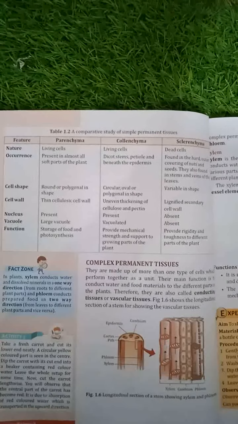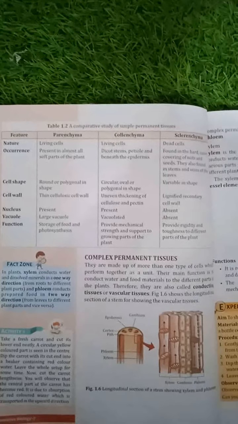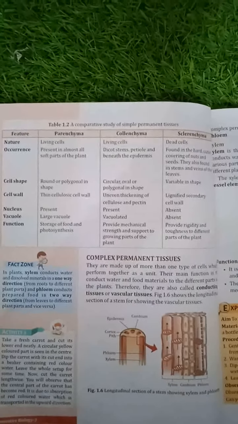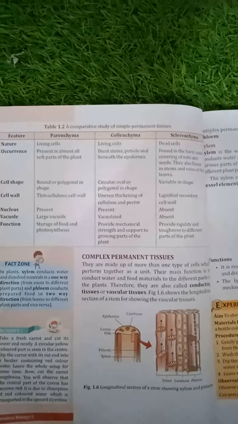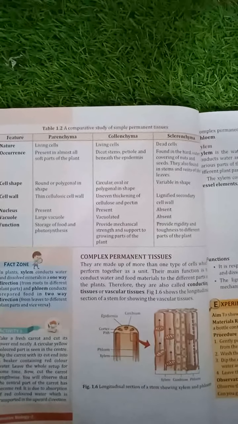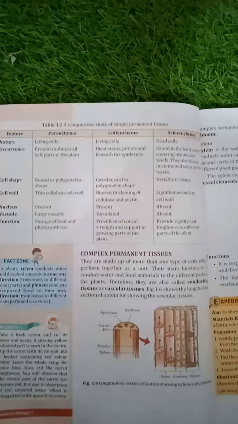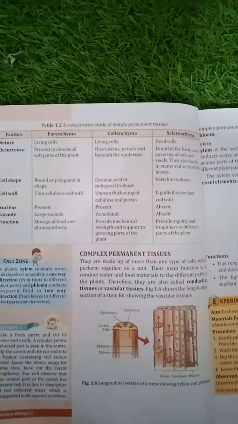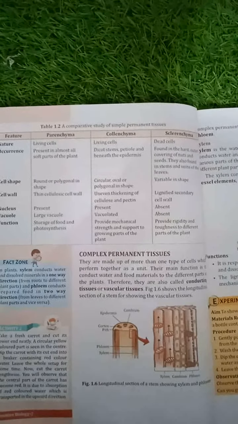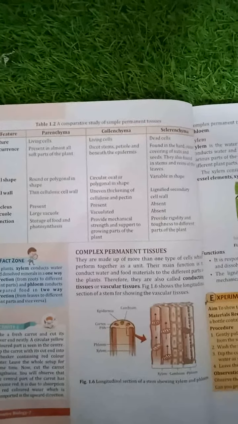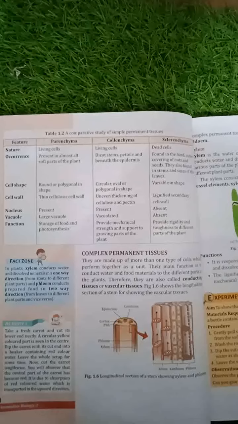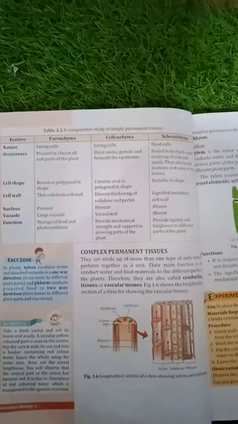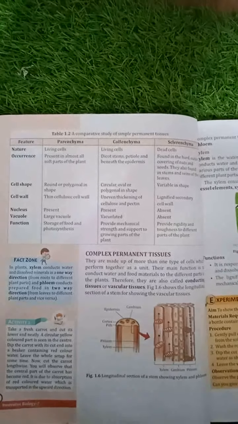The simple permanent tissues are of three types. They are parenchyma, collenchyma and sclerenchyma. These three differ in their nature and they differ in their occurrence, and because of these features we will differentiate between the three to make it clear to you. So the first difference is based on the nature.